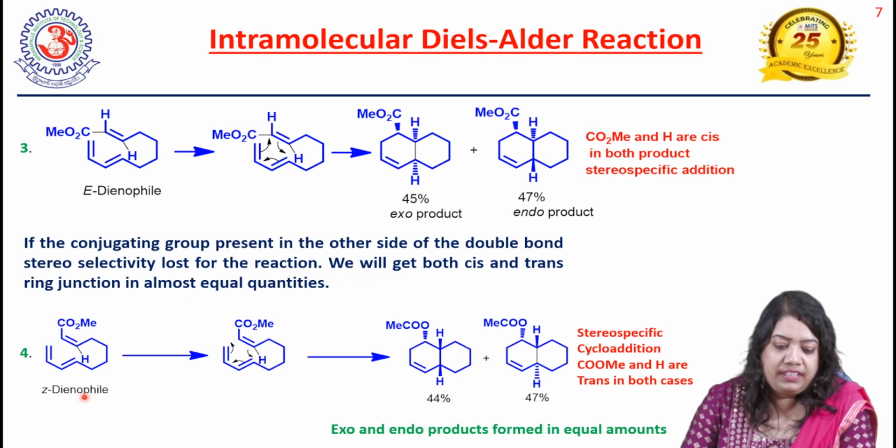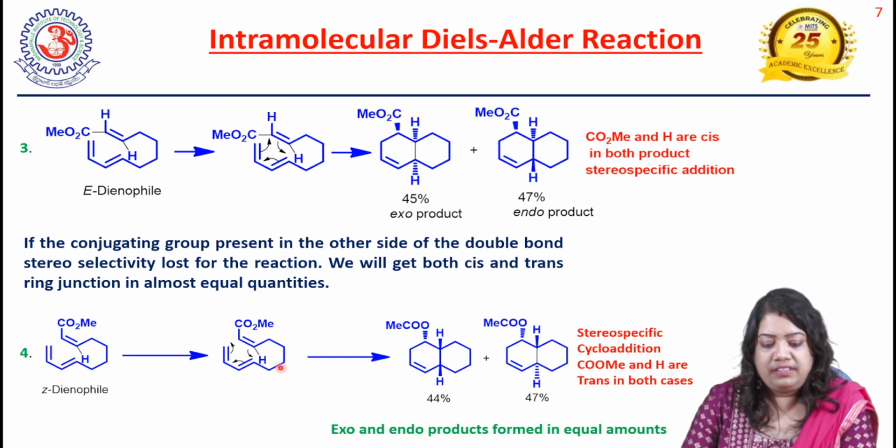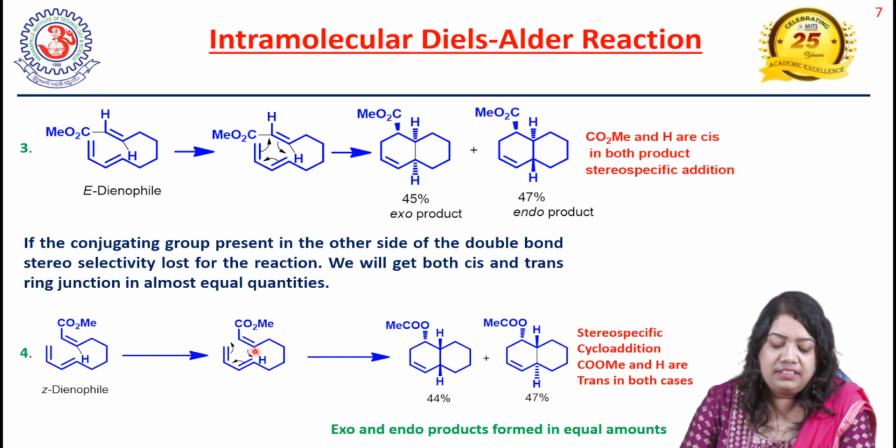And if we consider the Z dienophile, here CO2Me and this bond are cis to each other, so this is a Z dienophile, and the diene part is the same as before. In this case also, stereoselectivity is lost, and we will get a mixture of exo and endo product. But here also the reaction is highly stereospecific in nature. Here CO2Me group and hydrogen are trans to each other, and in the product we will find that CO2Me and hydrogen are trans to each other.